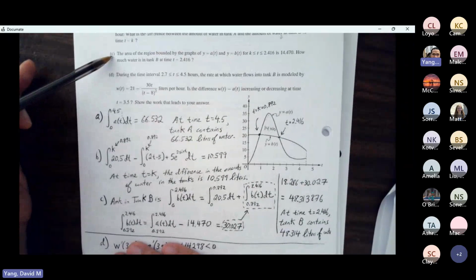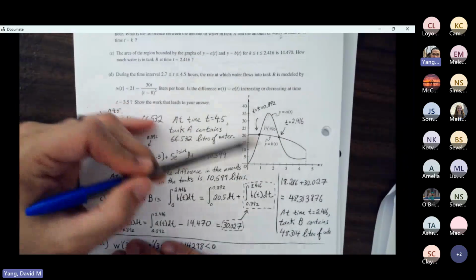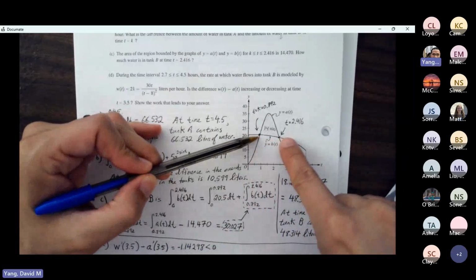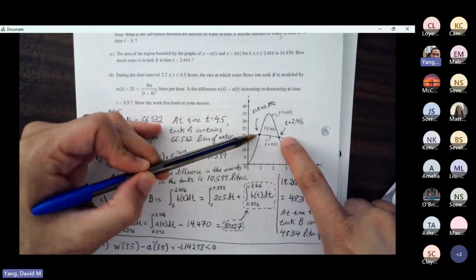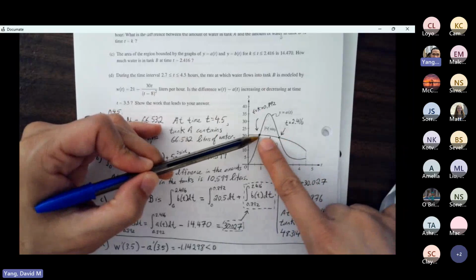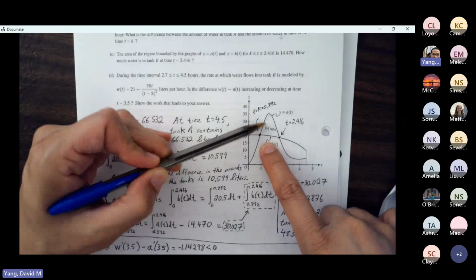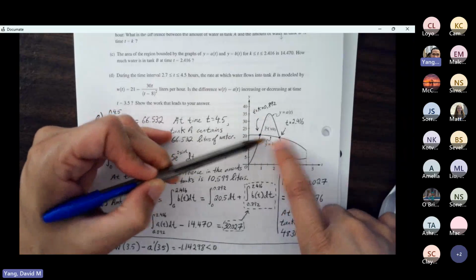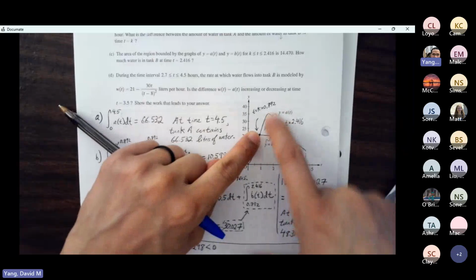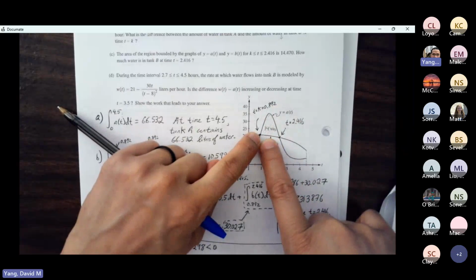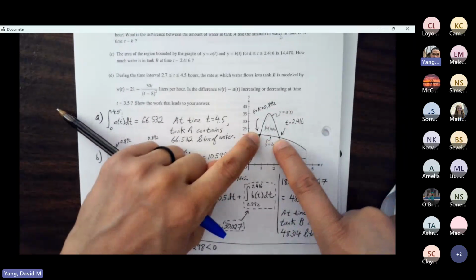Part C, the area of the region bounded by the graph of A of t and B of t for k between k, which we already found 0.892, and 2.416, is 14.470. So they're giving us the difference between A of t and B of t, at least the rate at which water is entering in, but the area between it. Okay, so we now know the difference between A of t and B of t between these two time intervals.